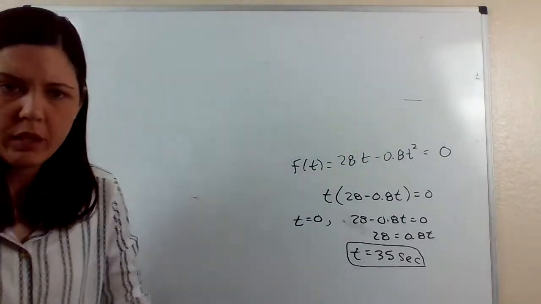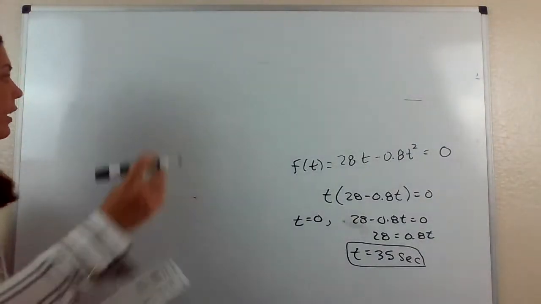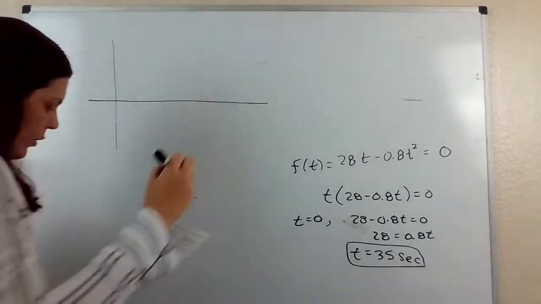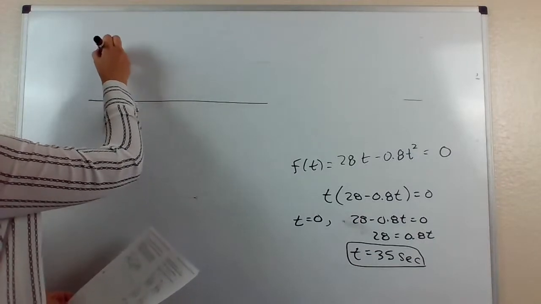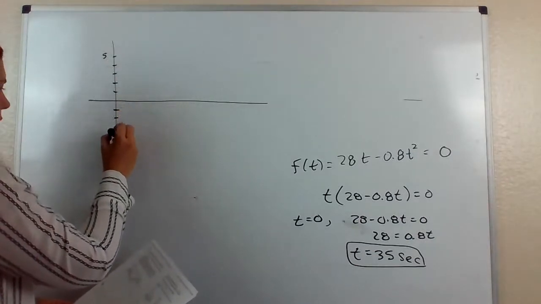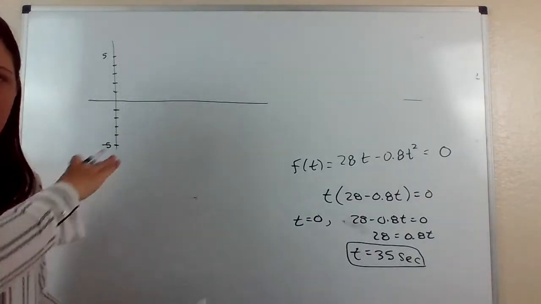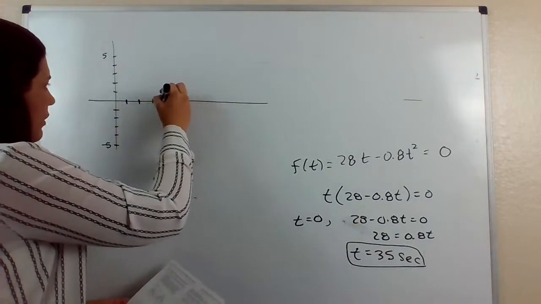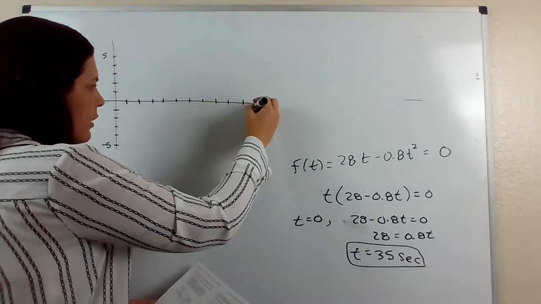Okay, so I'm going to try to recreate a drawing for you here. So we have our coordinate system. I'm going to go up and down 5. So 1, 2, 3, 4, 5. 1, 2, 3, 4, 5. And we'll go out to 10 on our input axis. 1, 2, 3, 4, 5, 6, 7, 8, 9, 10.